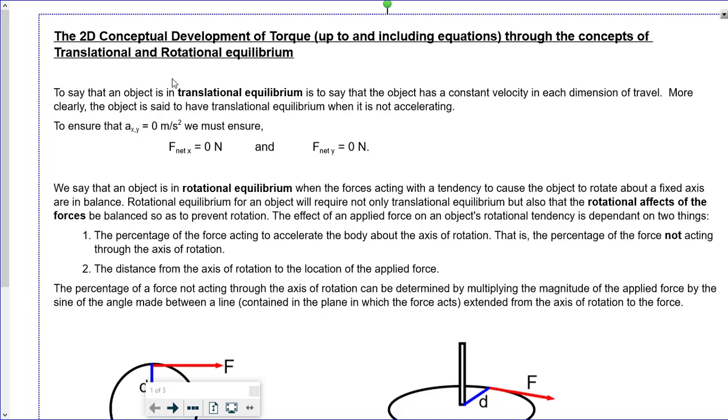The percentage of a force not acting through the axis of rotation can be determined by multiplying the magnitude of the applied force by the sine of the angle made between a line contained in the plane in which the force acts, extended from the axis of rotation to the force.